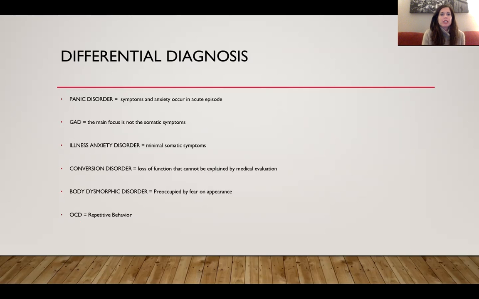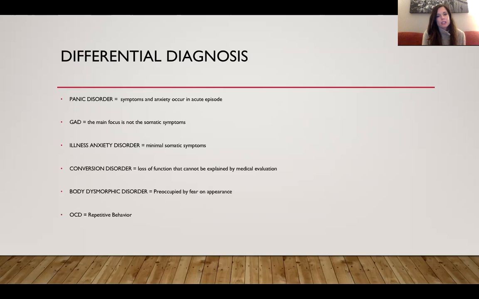Generalized anxiety disorder. So generalized anxiety disorder is really when someone's worried about everything. They're worried about their job, they're worried about their relationship, they're worried about their health, they're worried about their sleep patterns, and their sleep may be affected. But they're really worried about all the things, not just the somatic symptoms. It could be illness anxiety disorder, which we're about to cover, and that's minimal somatic symptoms. They're having less of the physical symptoms and more of the fear that they have a serious illness or disease. So that's the hypochondriac.